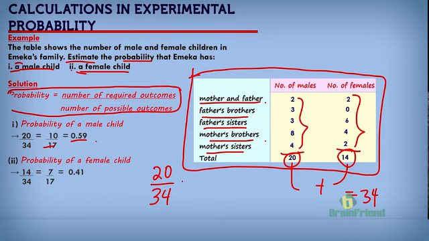Now let's look at the probability of a female child. Total number of females is 14. Total number of possible outcomes is 34. So we simply say 14 over 34, which is 7 over 17. And this gives us 0.41.